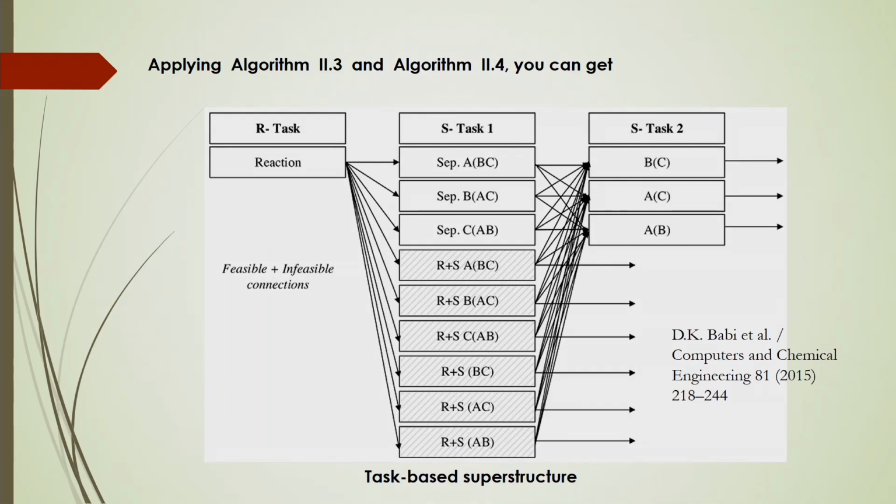So, there is a combination of that operation and tasks there. Here, feasible and infeasible connections are to be listed, and based on which ones are feasible, those should be considered. Now, from this you can consider BC as a separation task, and AC and AB like this. So, these are the different superstructures that can be formed based on the tasks.